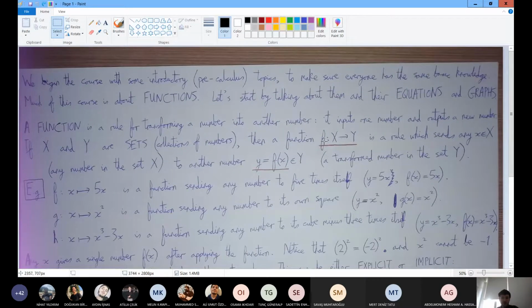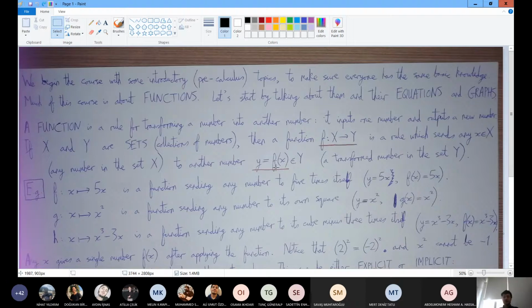So you have a function f mapping between two sets. Sets are just collections of numbers. If you have a set x and a set y, then a function from x to y is a rule which applies to any number in this set x. You can pick any number in x, any little x, which is an element of this set, and the rule will apply to this number, will send it to another number which is in the set y.